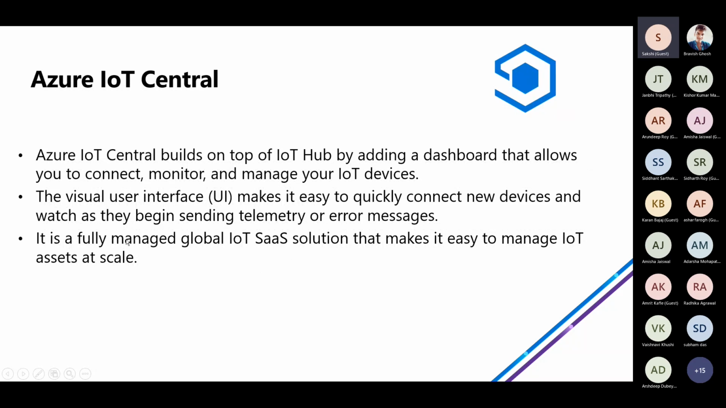IoT Central builds on top of the IoT Hub by adding a dashboard that allows you to connect, monitor, and manage your IoT devices. The visual user interface makes it easy to quickly connect new devices and watch as they begin sending telemetry or error messages. It is a fully managed global IoT software as a service solution that makes it easy to manage IoT assets at scale. So first, let's note that Azure IoT Hub is a platform as a service.